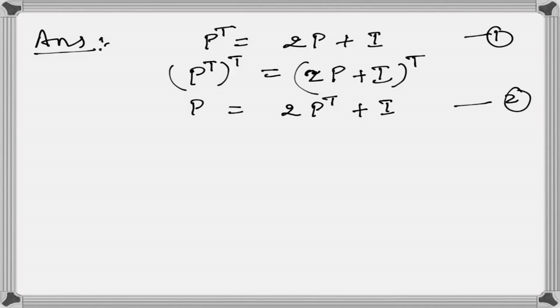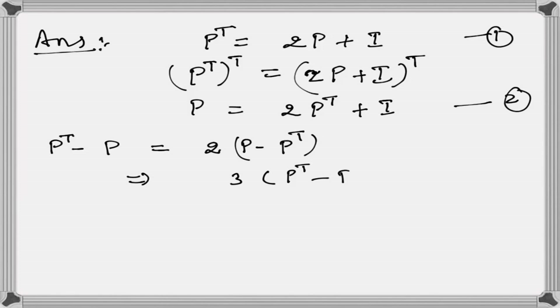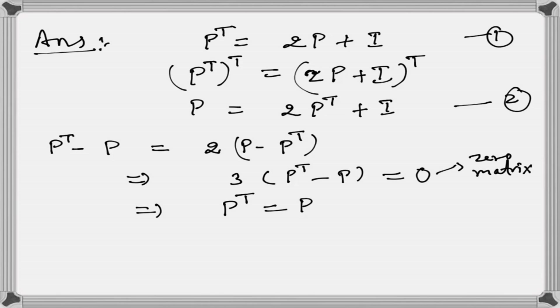Let's call this equation 2. Now, what is P transpose minus P? This is equal to 2 times P minus P transpose. So this implies that 3 times P transpose minus P is equal to 0, and this 0 is the zero matrix, the matrix which has all entries 0. So this implies P transpose is equal to P, that is, P is a symmetric matrix.